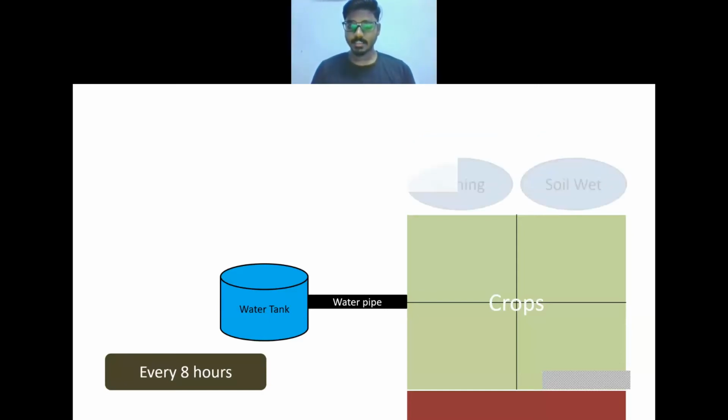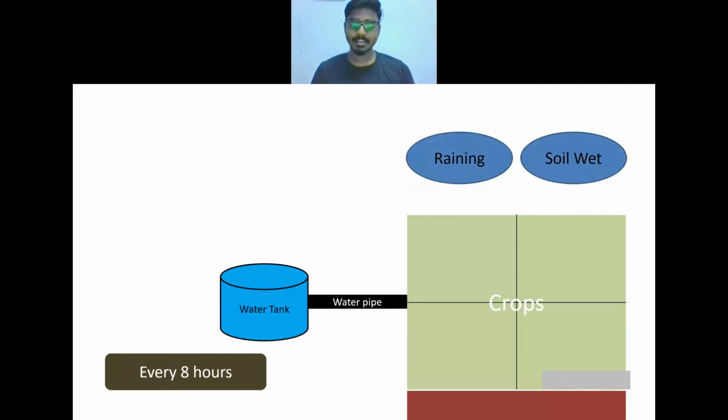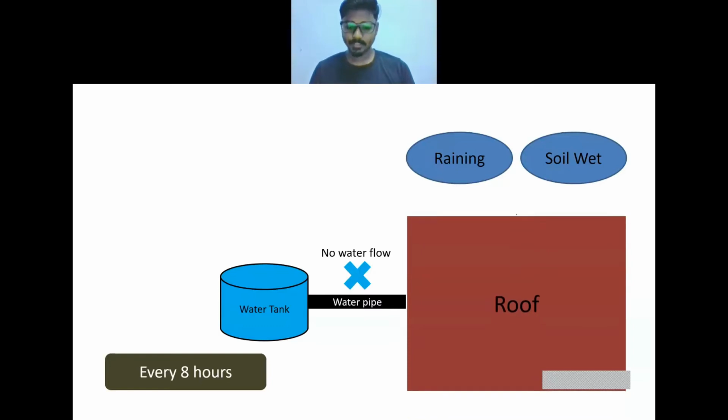And the last situation, when it is raining and the soil is wet, there will be no water flow from the tank as well. Besides, there will be an automatic black screen roof that will close over the plantation area.